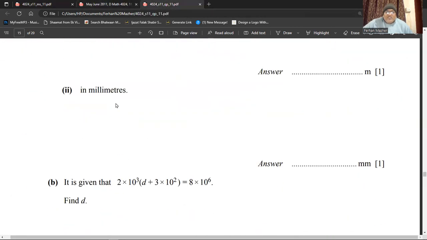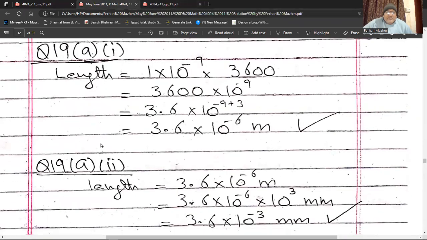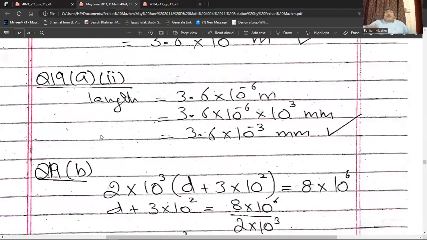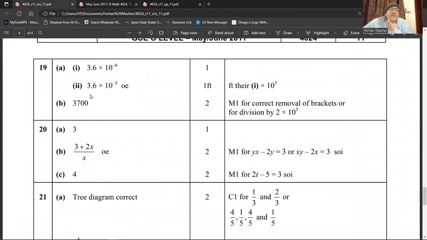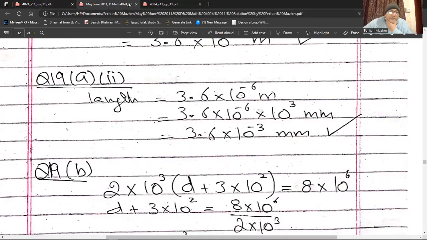Okay. Next question is to write that answer in millimeters. So in 1 meter, there are 10^3 or 1000 millimeters. So 3.6 × 10^-6 multiplied by 10^3, because in 1 meter there are 10^3 millimeters or 1000 millimeters. So you will have 3.6 × 10^-3 millimeters. Let me check. In millimeters it is 3.6 × 10^-3.